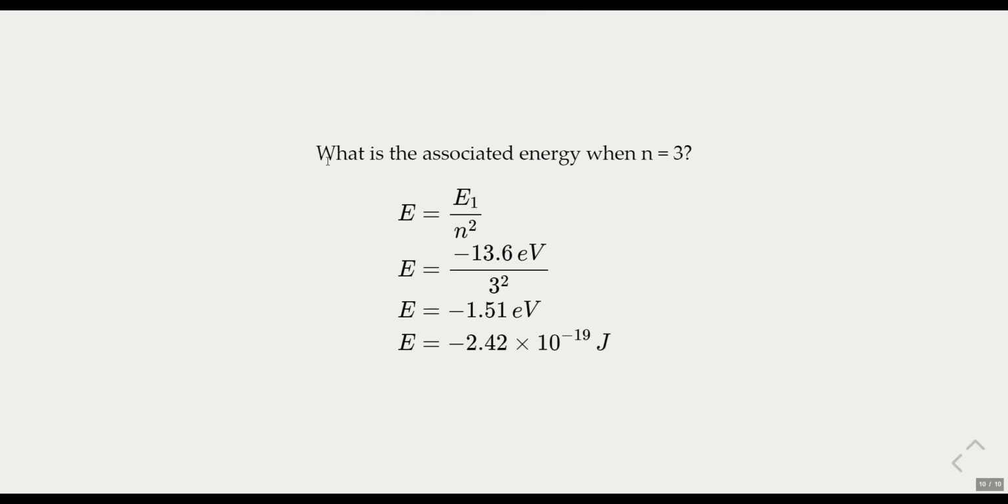How do I do that? I take the energy, the negative 13.6 electron volts, and simply divide by the orbit that I'm in squared. I have the energy associated with that third orbit, and this is the same number in joules.